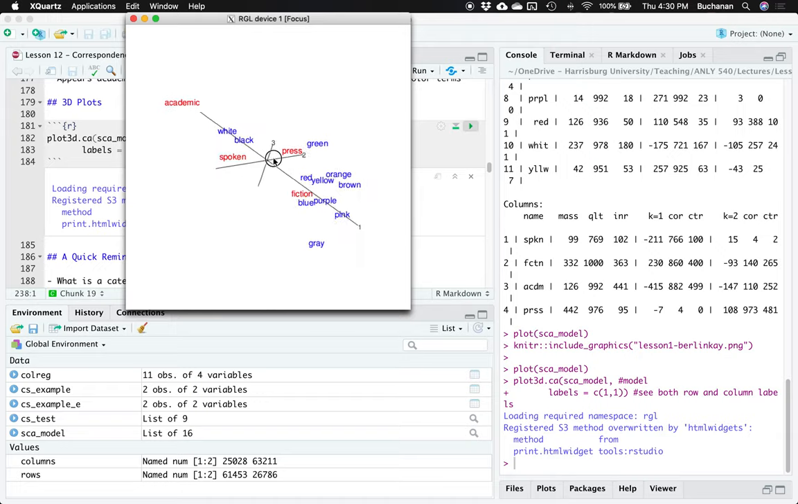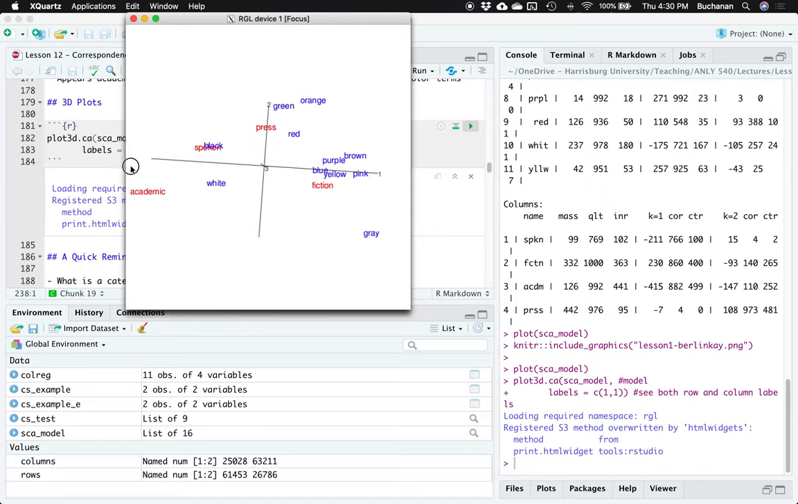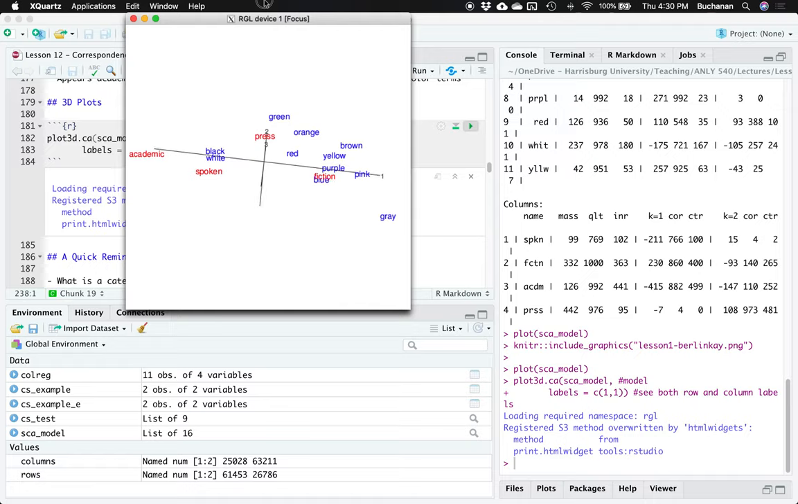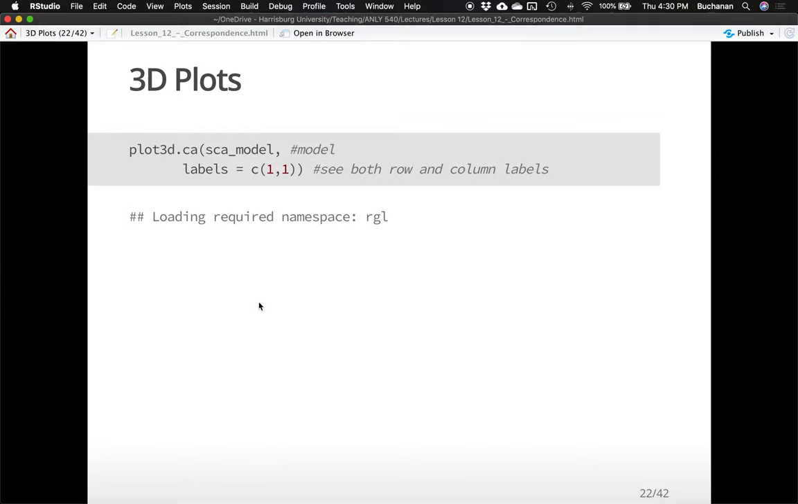So the nice thing about this is we can get a little bit more of a distinction, whereas when we look at it only flat, I can't make it happen. Here we go. It would look sort of like spoken and black were the same thing, but by adding that third dimension, I can tell they're not quite the same.